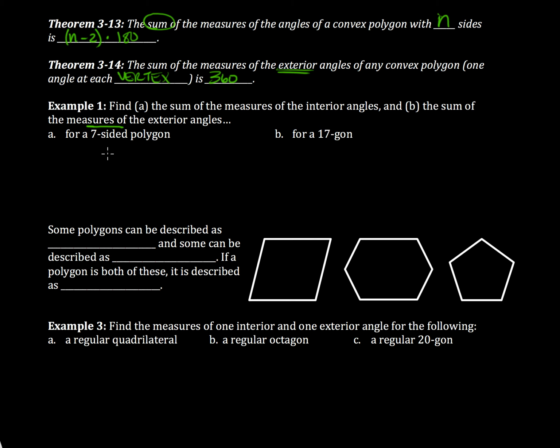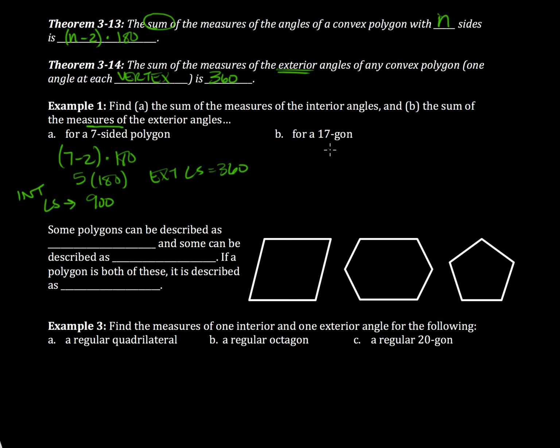So in example 1, we have the measures of the interior angles and the sum of the measures of the exterior angles for a 7-sided polygon. We've actually already done this once, right? But just to show you how the formula would work, we would take 7 minus 2 and multiply it times 180. So that would be 5 times 180, which is 900, right? So that's the interior angles. The sum of the exterior angles will always equal 360. So that one's easy.